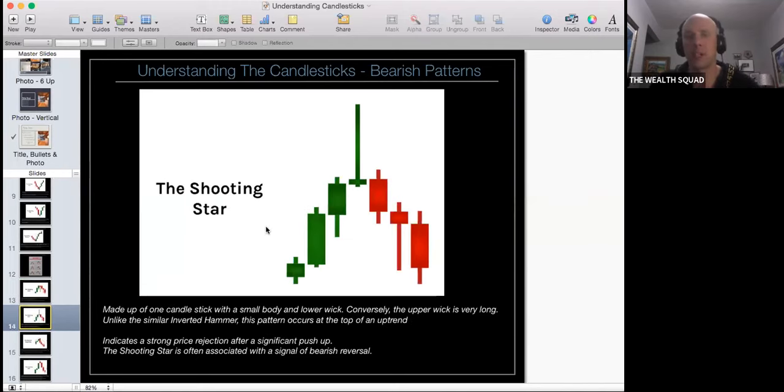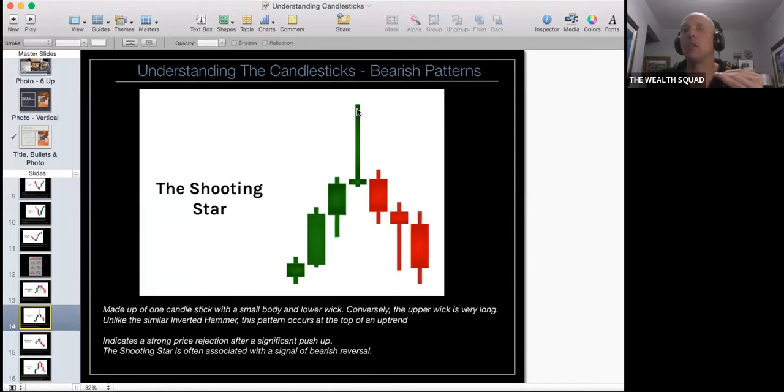For your shooting star, this is made up of 1 candlestick with a small body and a lower wick. Conversely, the upper wick is very long, and unlike the similar inverted hammer, the pattern occurs at the top of the uptrend, right? So you see the shooting star here. And this indicates that there's a strong price rejection after a significant push up. Let's just say for SPY, right? How SPY's been rejecting some of these higher levels, right? And it'll automatically push it down.